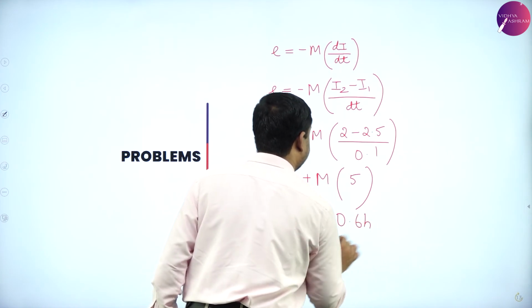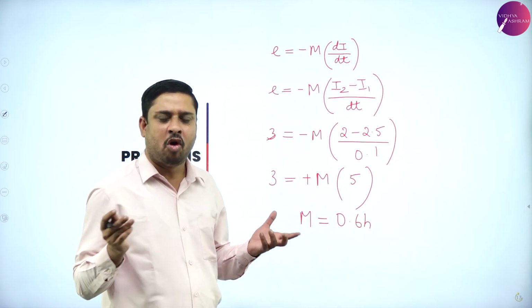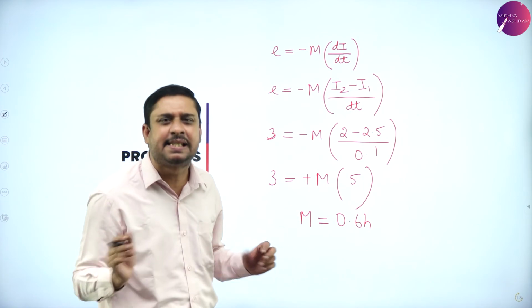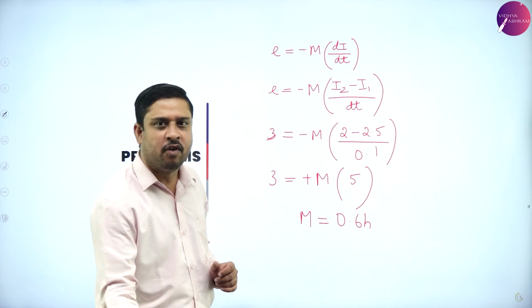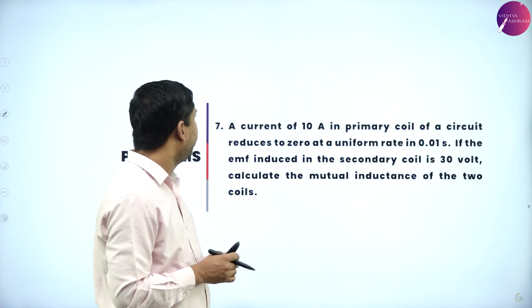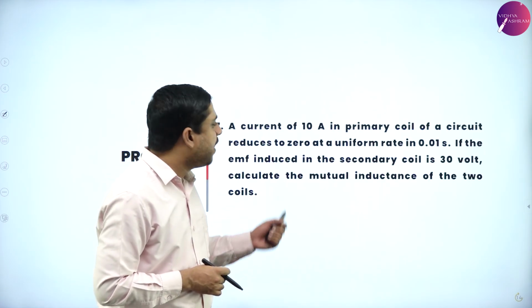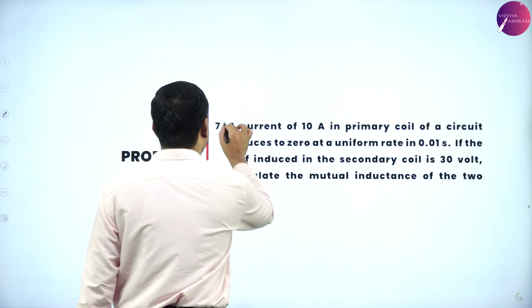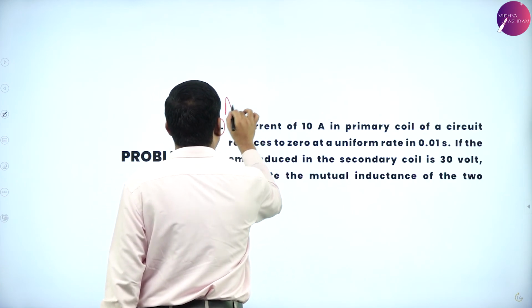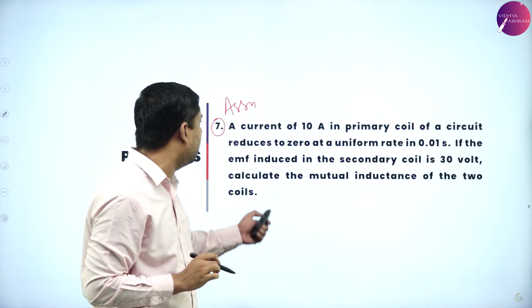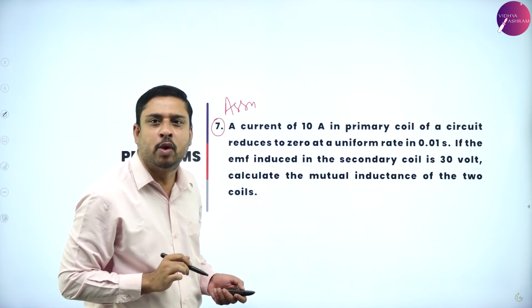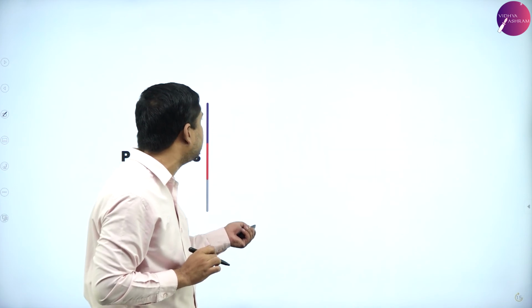0.6 Henry is the answer. See, all these problems are very simple. Just know some equations and you can work them out. The same way, this is an assignment for you all: calculate the mutual inductance of the 2 coils, as I did in the previous problem.